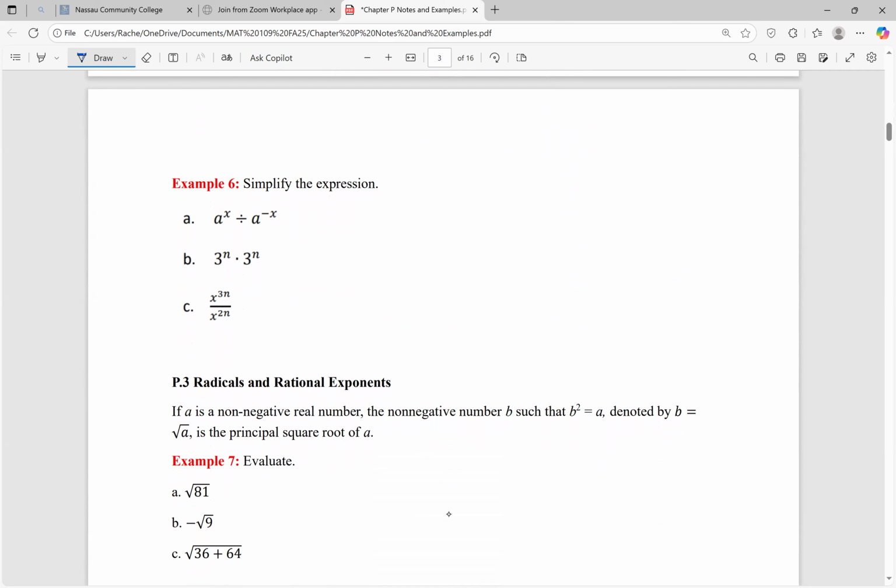So for example, look at A. I have a to the x divided by a to the negative x. So we're dividing expressions that have like bases. So I keep the like base and I subtract the exponents, right? So I'm going to have x minus a negative x, which really becomes x plus x. And x plus x is 2x. So this is going to be a to the 2x.